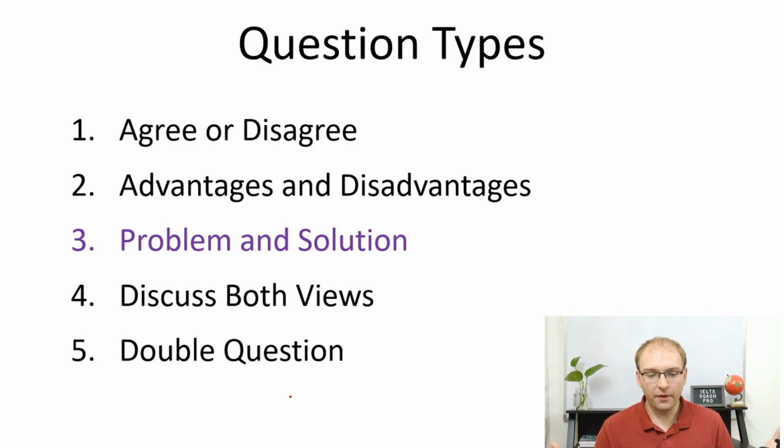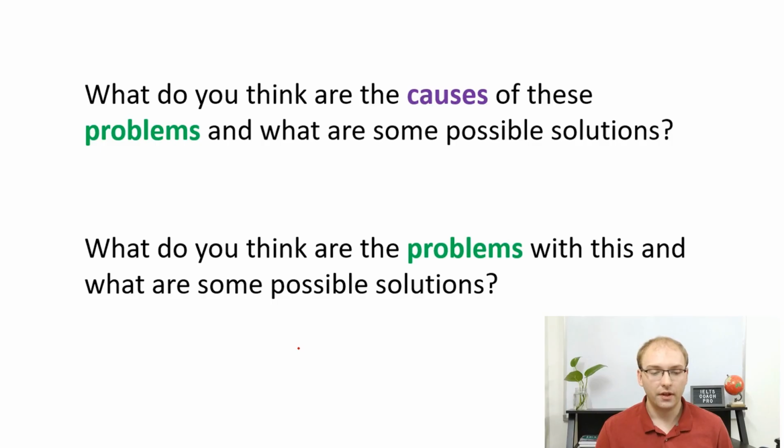So you may know that in IELTS Task 2 Writing, there are 5 main question types. Today we are going to be focusing on problem and solution questions. You need to be careful with these because there are 2 different ways that they could give this question to you. The first one says, what do you think are the causes of these problems and what are some possible solutions? So you have the word causes there.